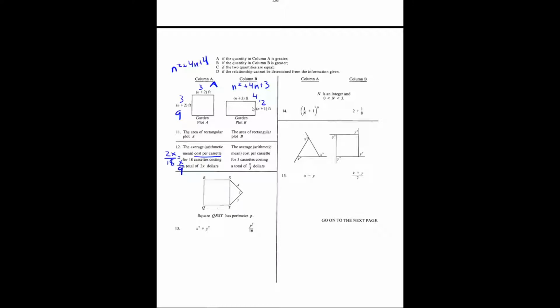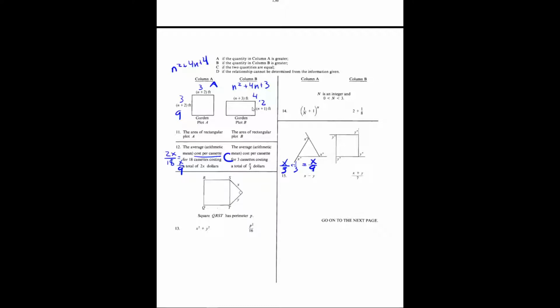The average arithmetic mean cost per cassette for 3 cassettes costing a total of x over $3. That means we have a set of 3 that cost x over $3, which means we need to multiply it by 1/3 to get the cost per cassette, which gives us x over 9, and so these are equal values.